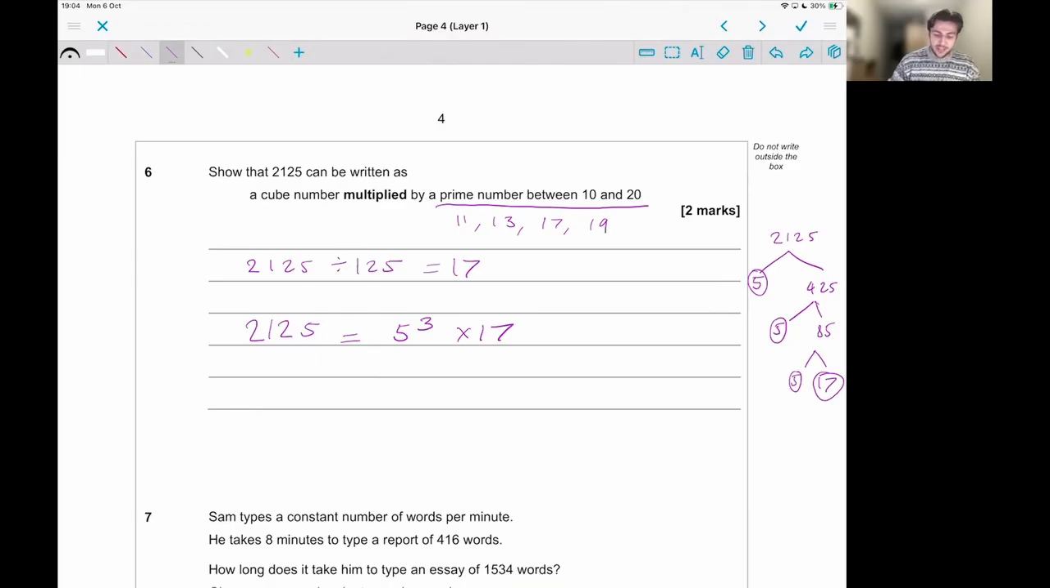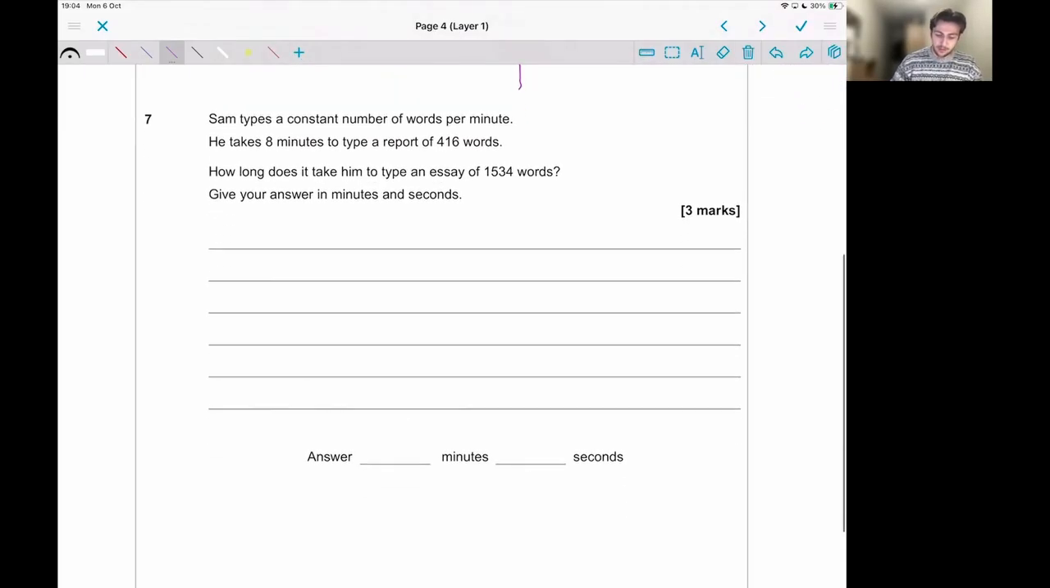Cool. Question 7. Sam types a constant number of words per minute. He takes 8 minutes to type a report of 416 words. How long does it take him to type an essay of 1,534 words? Give your answer in minutes and seconds.